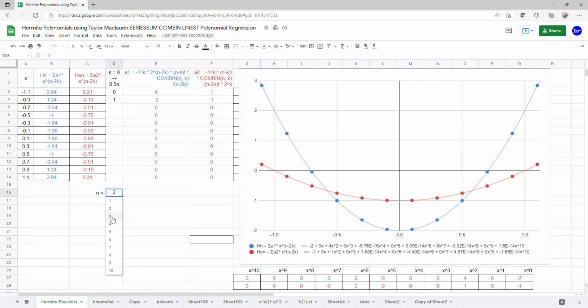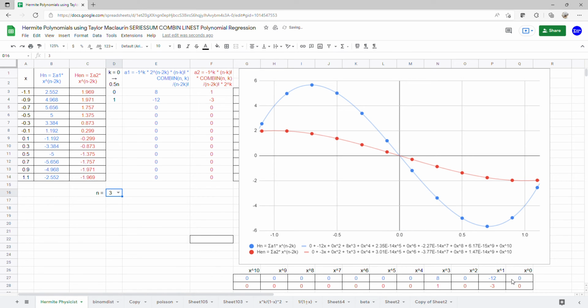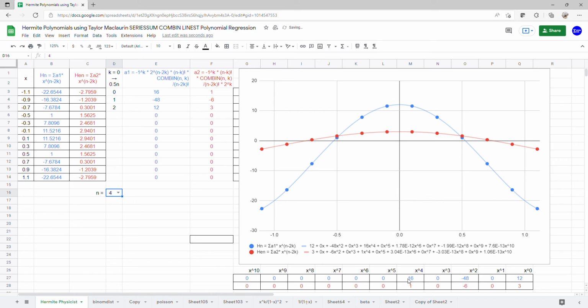N equals 3. That's 8x cubed minus 12x. And this is x cubed minus 3x. N equals 4. This is 16x to the 4th minus 48x squared plus 12. And for the probabilist, x to the 4th minus 6x squared plus 3.